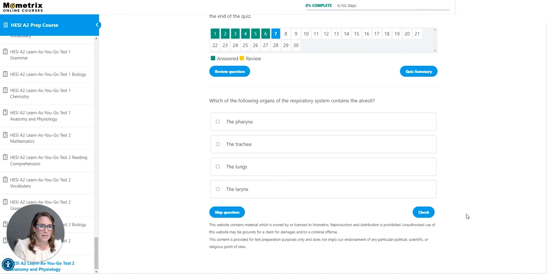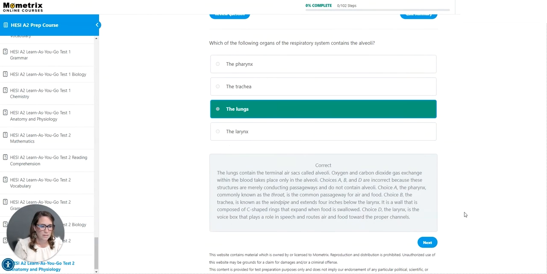Okay, question number 7. Which of the following organs of the respiratory system contains the alveoli? So here you kind of have to use your basic knowledge of the respiratory system. It's going to come in through your nose, go down through your pharynx, down to the larynx, through the trachea, down to the bronchi, bronchioles, and then down into the alveoli. And the bronchioles and the alveoli are located down in your lungs. And this, again, the alveoli, this is where you have that oxygen and carbon dioxide exchange. Super important. You can have everything else intact in your respiratory system, but if your alveoli don't work properly, you cannot get any more oxygen.